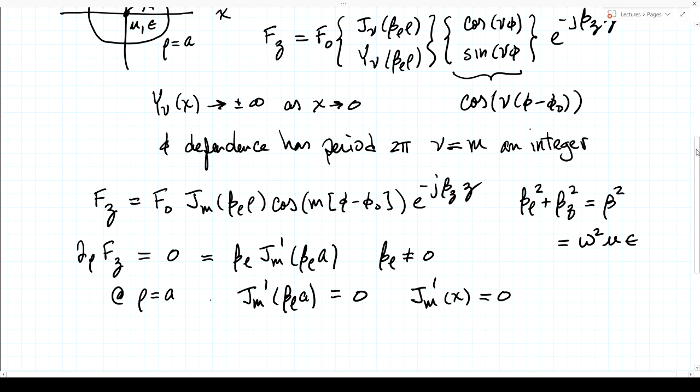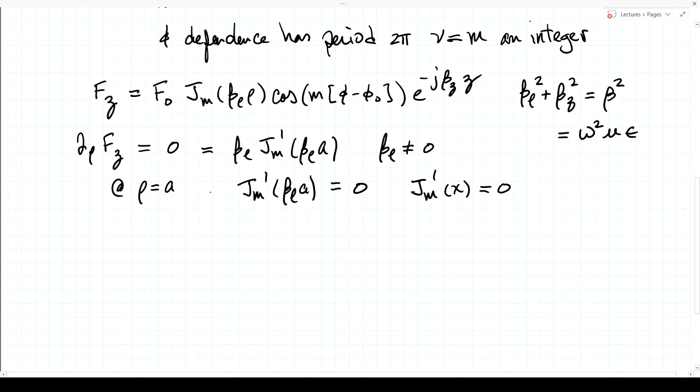But we can numerically go through and calculate these zeros. So if we look here, here's the first zero, the second zero, and the third zero. This would be for J0 prime of x, and then J1 prime of x, and J2 prime of x, and you can go on. The first zero for J0 prime occurs at about 3.83, the next at about 7.02, and the third at about 10.17.